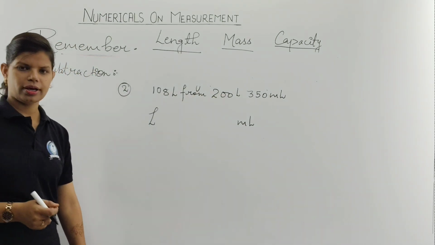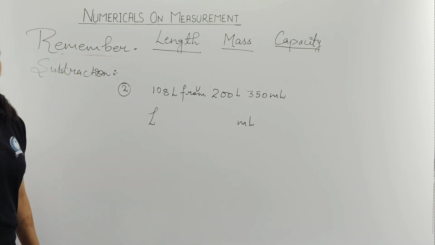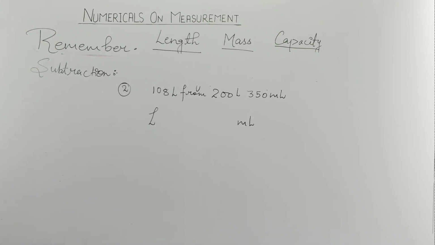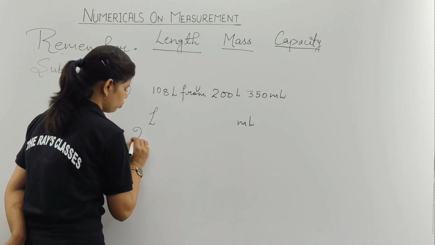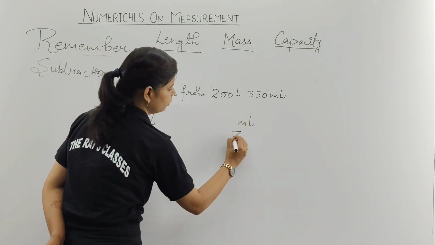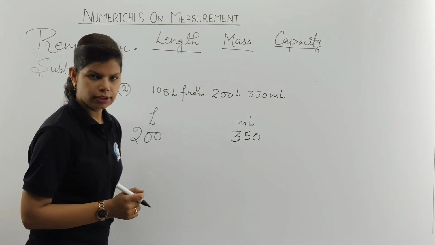Now I think easily you can compare and find out which one is greater. Understood? So here which one is greater for you? 200 is greater for you, so please go with it. You will write 200, and with 200 what is given in milliliter? 350 milliliter is given. Clear?